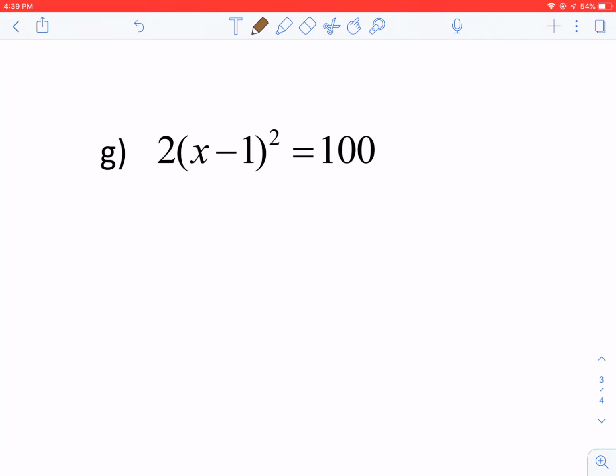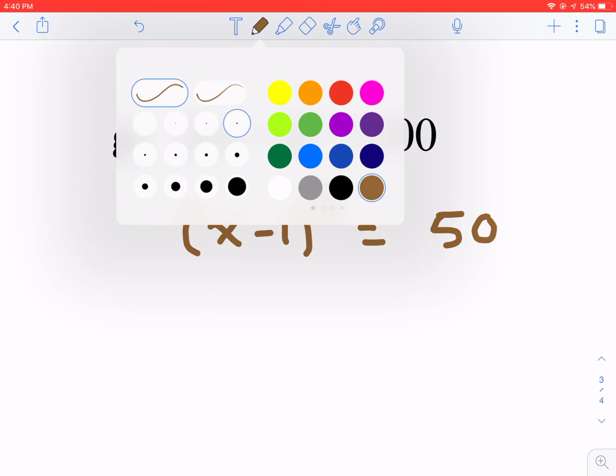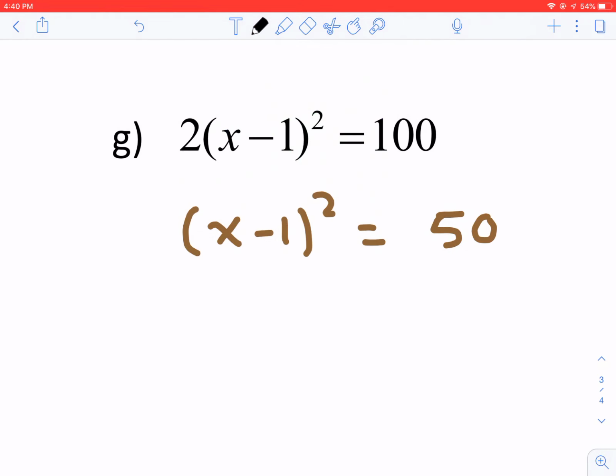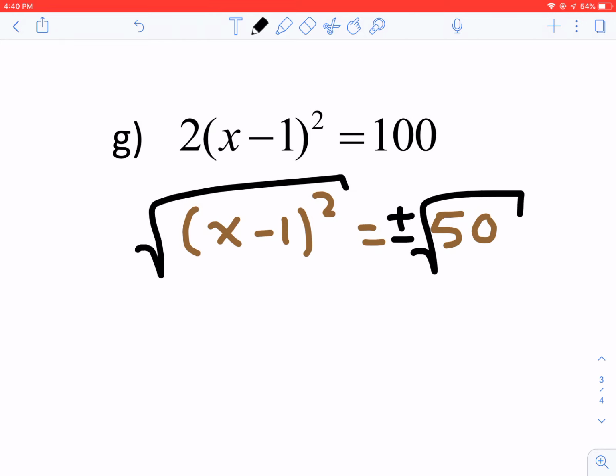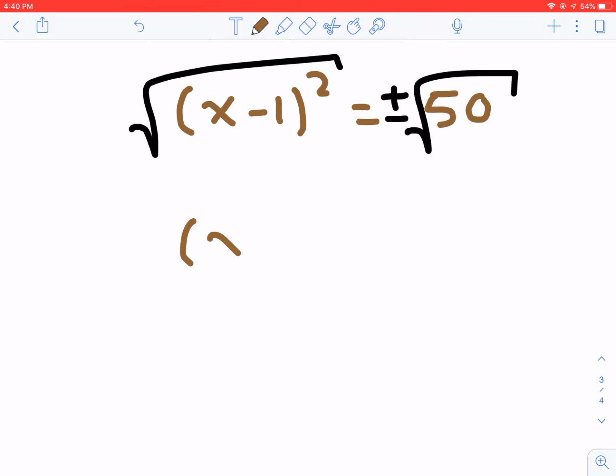Alright, letter G here. We're going to divide both sides by 2. Again, we're trying to get the something squared by itself first. So dividing both sides by 2, we get 50. Now we have the something squared by itself, so I can square root both sides. And this becomes x minus 1 equals plus or minus the square root of 50.